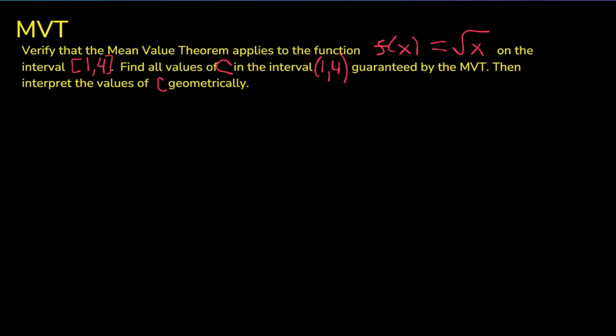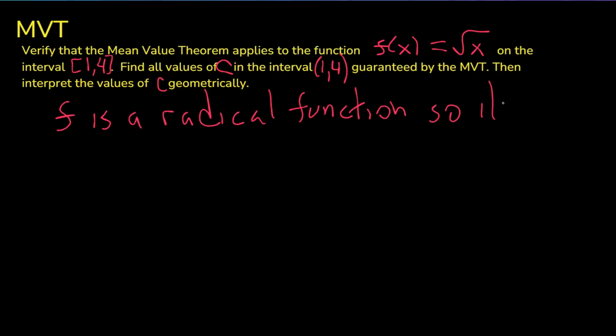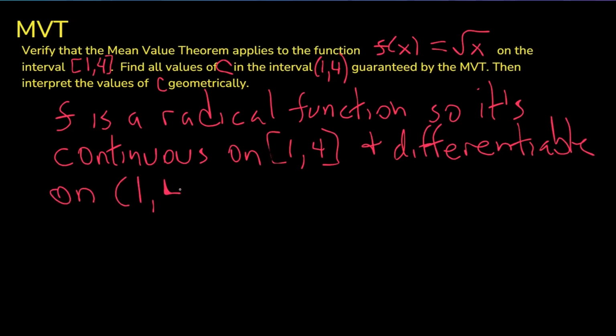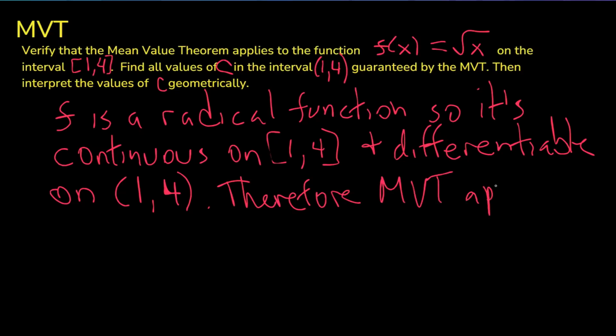Since f is a radical function, we know that radical functions are continuous on their domains. f is a radical function, so it's continuous on the closed interval 1 to 4 and differentiable on the open interval 1 to 4. Therefore, the mean value theorem applies. And then we can proceed as follows.